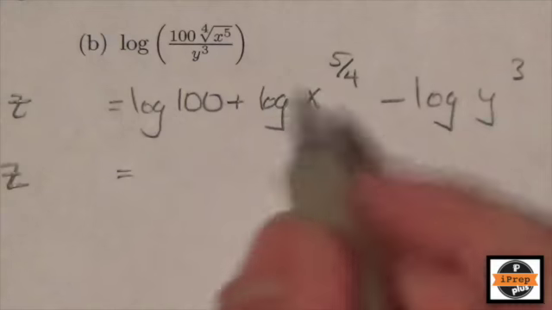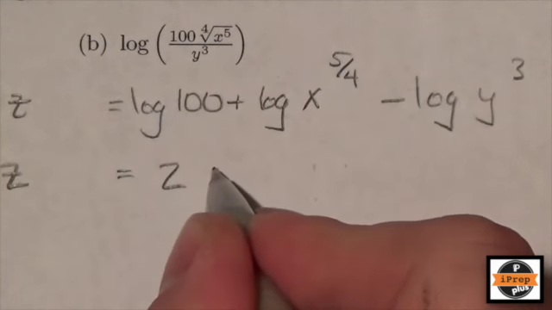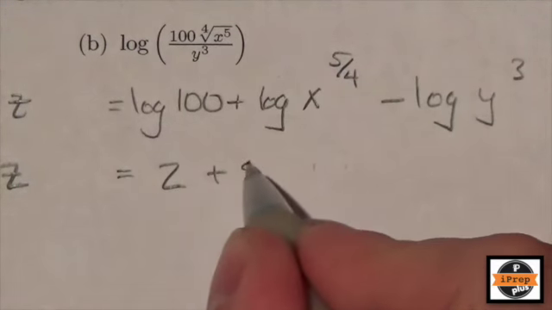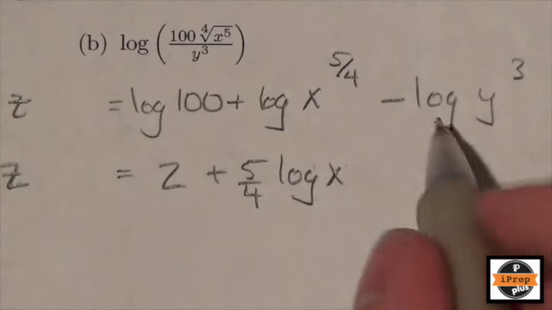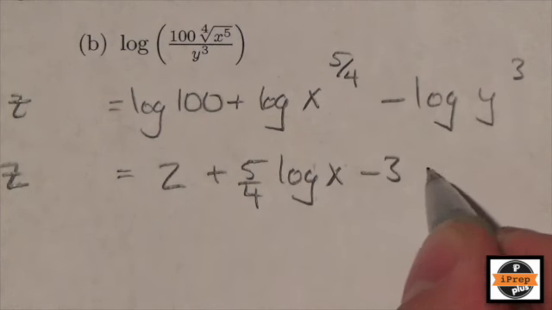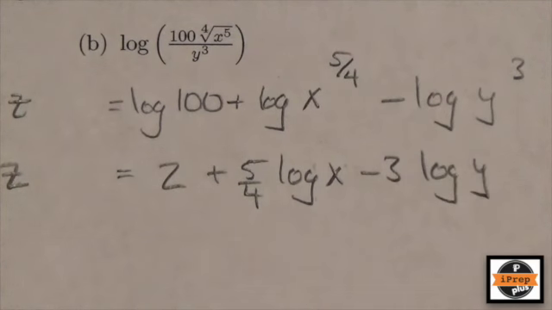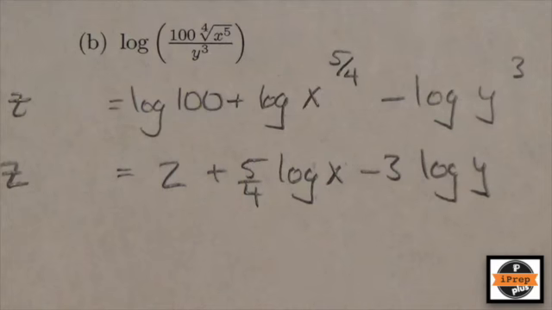Now, the log base 10 of 100 is just going to be 2. Here I can bring the exponent down, 5/4 common log of x. And here bring down the 3, minus 3 times the common log of y. And that's what we're being asked to do.